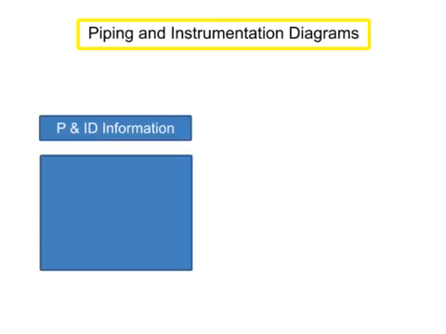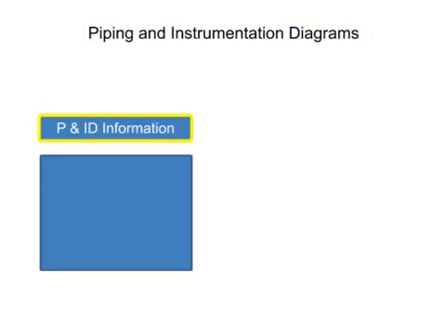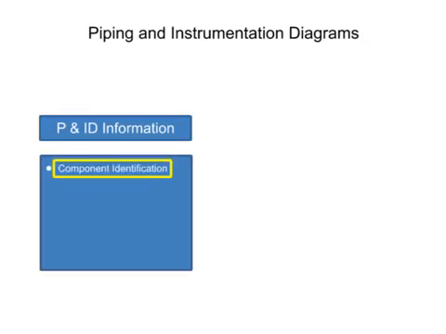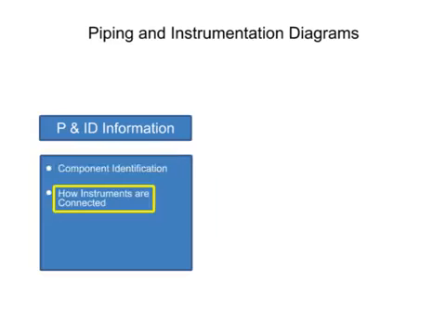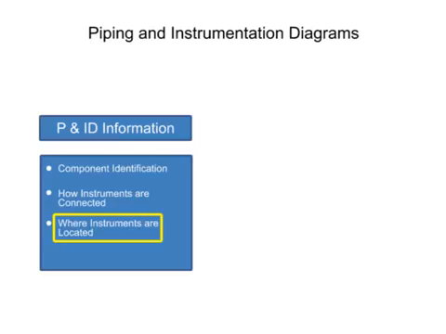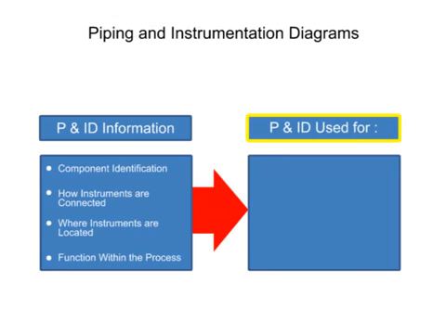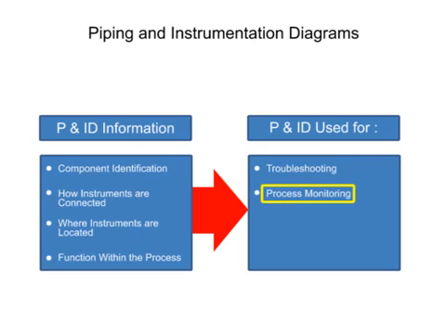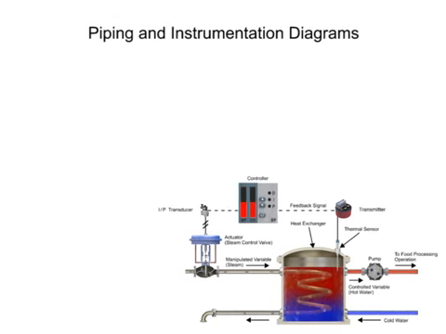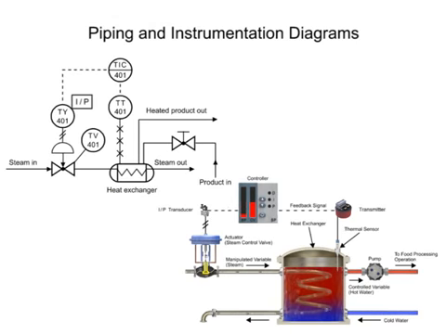Piping and instrumentation diagrams provide information that includes component identification, how instruments are connected, where instruments are located, and their function within a process. Comprehension of P and ID diagrams assists technicians when troubleshooting and monitoring specific processes. Comparing a heat exchanger to the piping and instrumentation diagram illustrates the symbol's function within a process.